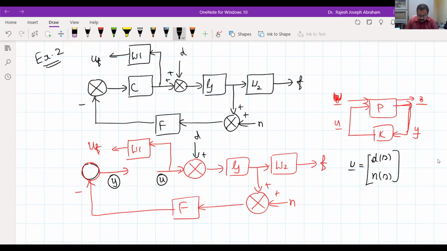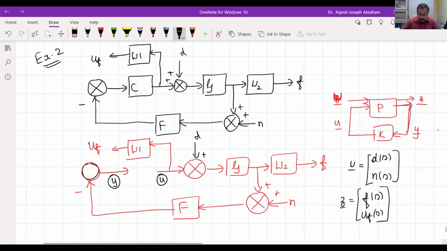Now what is the regulated output Z? Z means the regulated output from the plant. So what are they? F of S and U F of S. So Z is F of S and U F of S. These are the two regulated outputs.